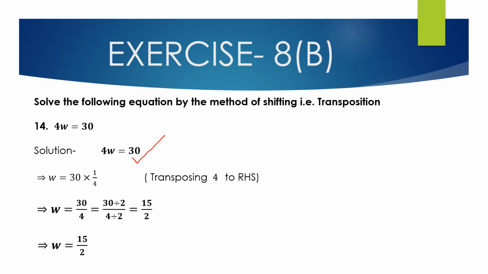Now w will be 30 divided by 4, and we have to convert this 30 divided by 4 into simplest form, that is, highest common factor between 30 and 4 is 2. Now divide numerator and denominator by 2. We get 30 divided by 2 is 15 and 4 divided by 2 is 2. Now we get w equal to 15 divided by 2. So value for the variable w is 15 divided by 2.